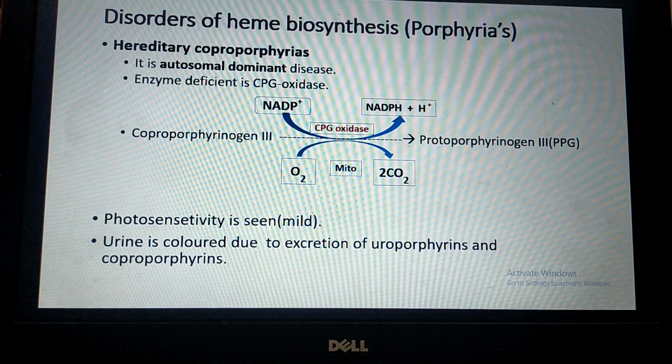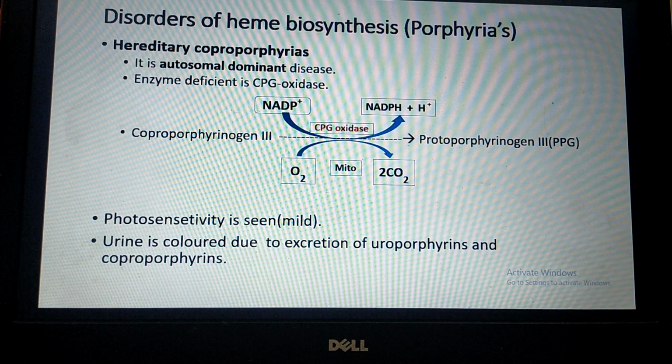Hence the disease is less severe. Next disease is hereditary coproporphyria. It is also an autosomal dominant disease. The enzyme deficiency is coproporphyrinogen oxidase. Now this coproporphyrinogen oxidase oxidizes the coproporphyrinogen 3 into protoporphyrinogen 3. In this case, NADP acts as a coenzyme which accepts 2 hydrogen atoms and gets reduced to NADPH. Carbon dioxide is removed, or carbon atom is removed in the form of carbon dioxide.